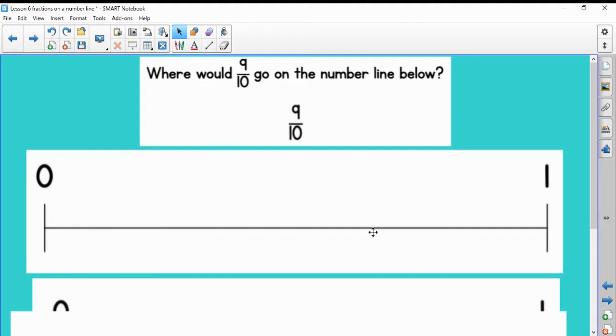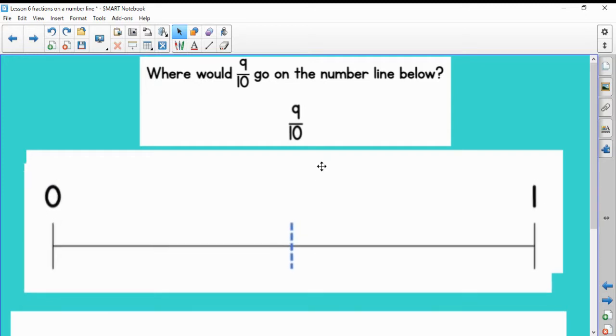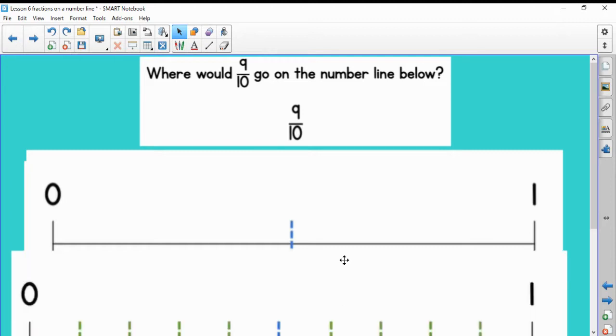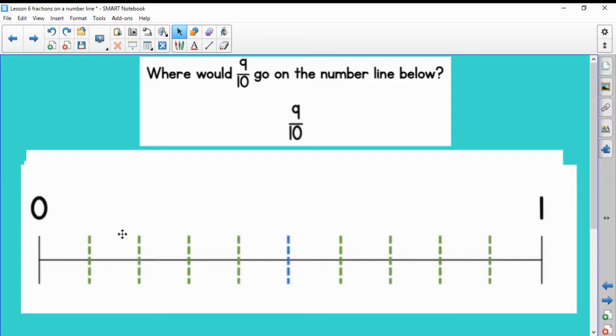Again, it's not been cut into sections for us. I'm going to start by cutting it in half. If I cut it in half, I can then place fifths. On this side, tenths. I've split the number line into tenths, not fifths. Okay, there are 5 on this side and 5 on this side. So now where do I put my 9/10?